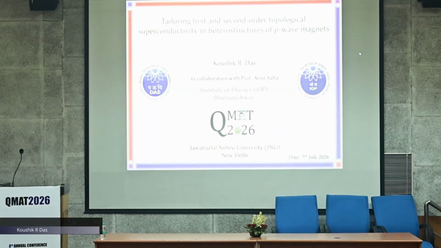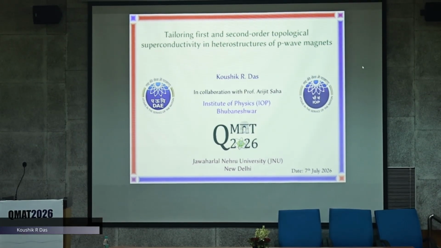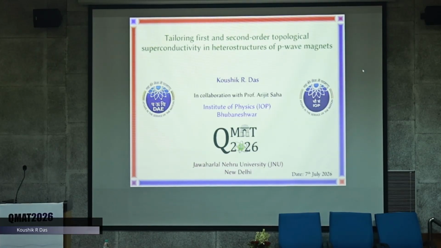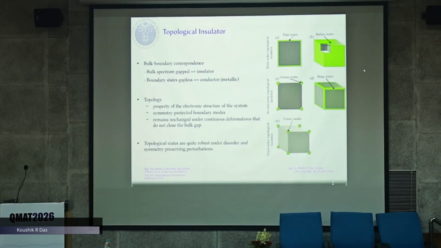So, today my topic of presentation is tailoring first and second order topological superconductivity in heterostructures of P-wave magnets. Before we go into that, we shall very briefly look into what topological insulators are. Just a recap. Topological insulators have a defining feature of the bulk-boundary correspondence, that is, the bulk is an insulator, but the boundary states are gapless and behave as conductors.